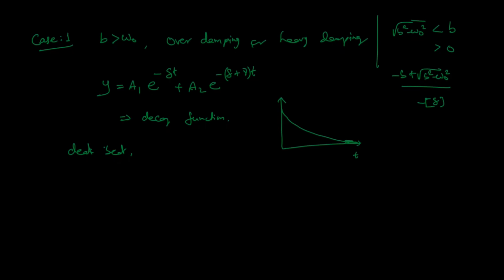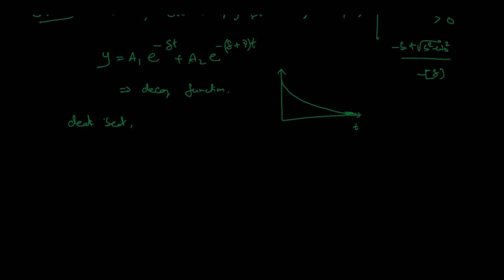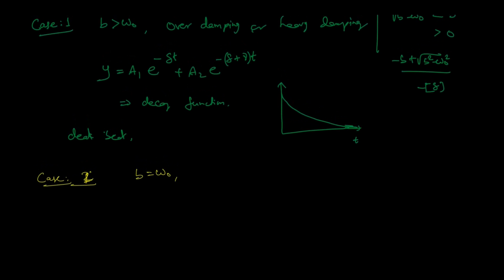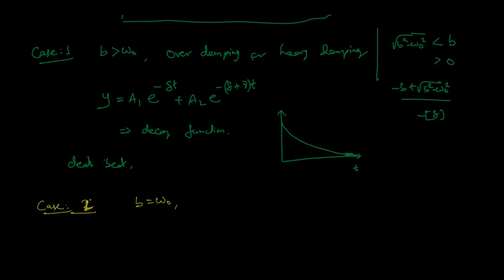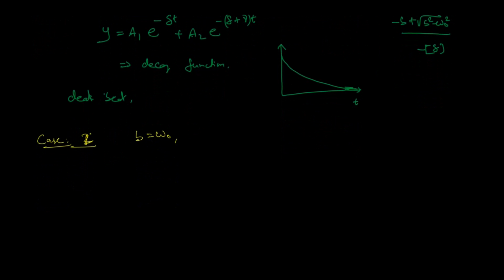Case 2 I can write as case 2, where b is equal to omega naught. What I have here is the root of this, and it is a critical damping.